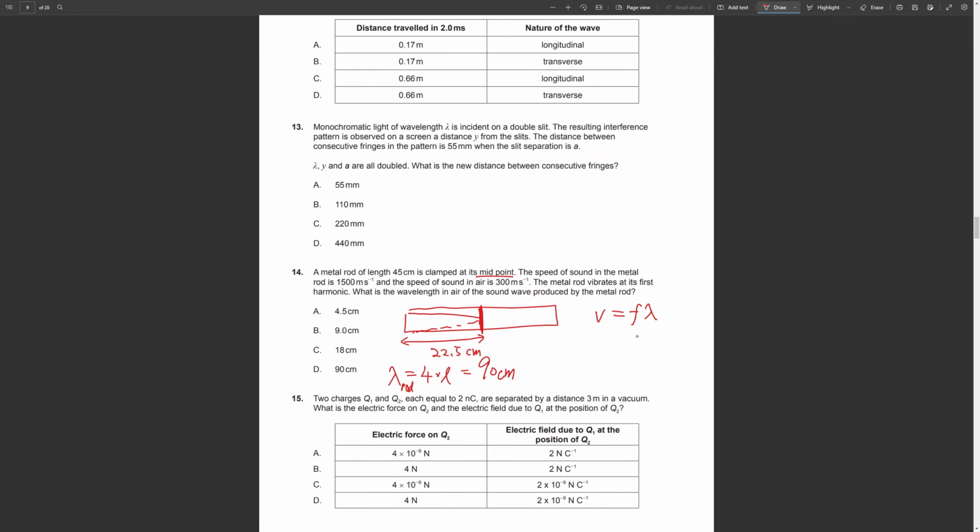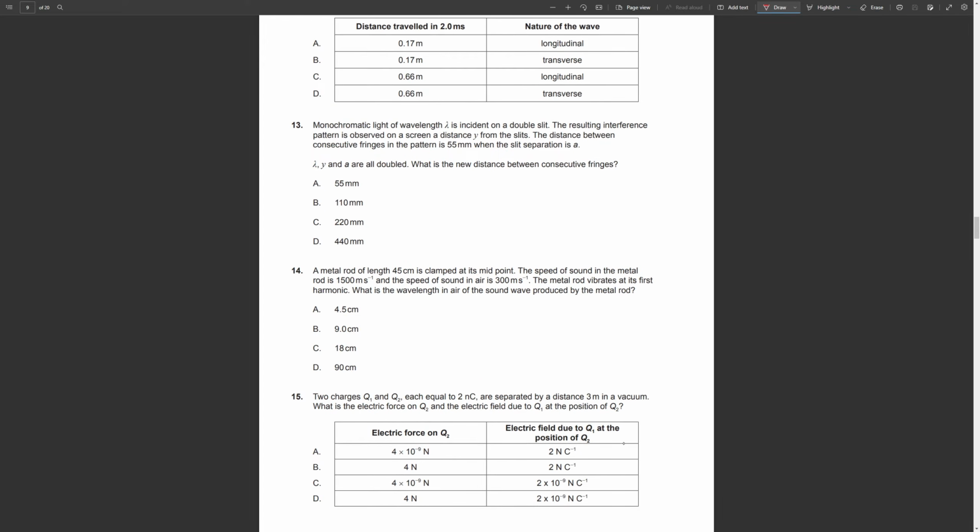No matter if it is inside the air or in the rod, they are the same frequency. It is constant. In order to adapt to a new medium from rod to air, the wavelength must be changed. The speed is proportional to its wavelength. From rod to air, the speed is reduced by 5 times. Therefore, the wavelength should reduce by 5 times as well. The answer is 90 divided by 5, which is 18. The answer is C.